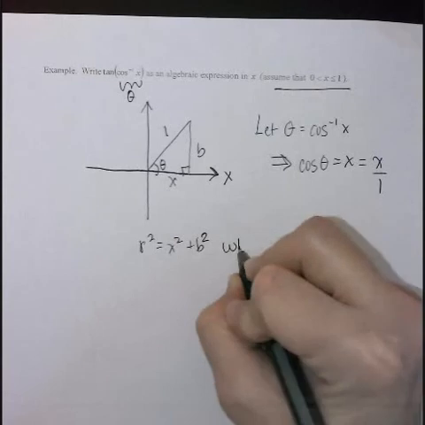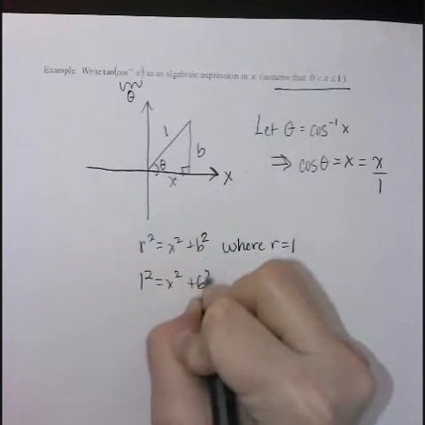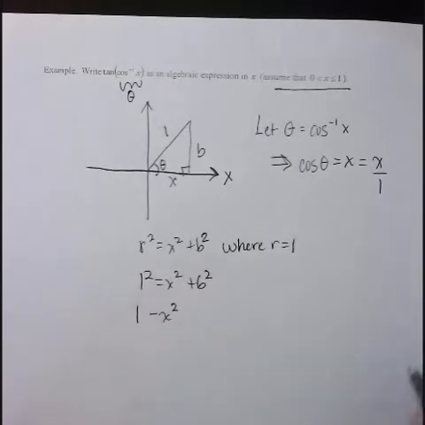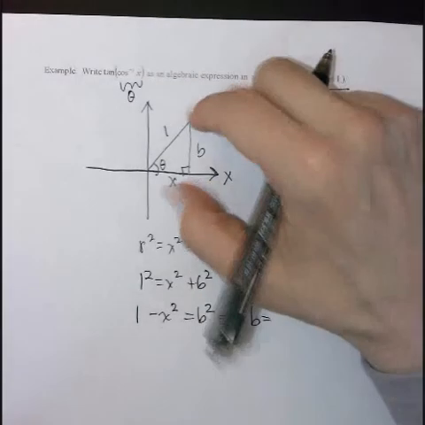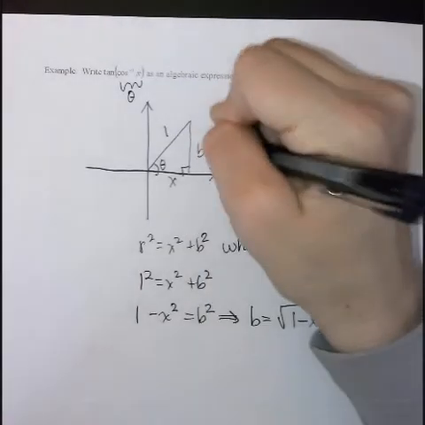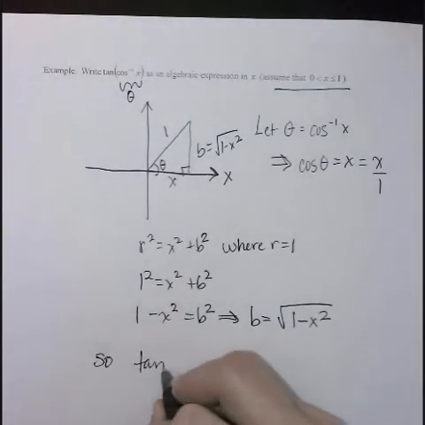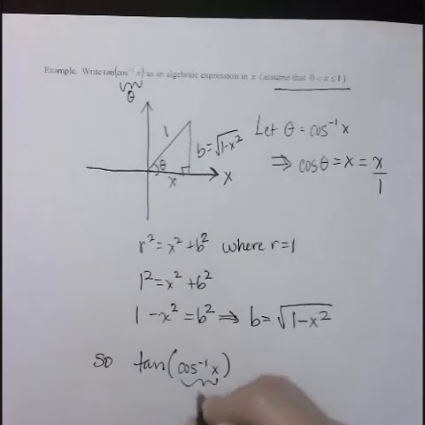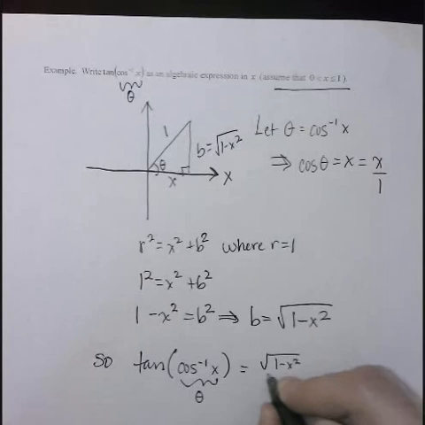Where r is 1. So 1 squared equals x squared plus b squared. 1 squared is, of course, 1. So 1, and I'm going to subtract x squared. 1 minus x squared is b squared. And that implies that b is, and I can see b is positive, so it's the positive square root of 1 minus x squared. So I'm ready to write my final answer. The tangent of theta, or the tangent of cosine inverse of x, that's theta, would be opposite over adjacent, square root of 1 minus x squared over x. There's our answer.